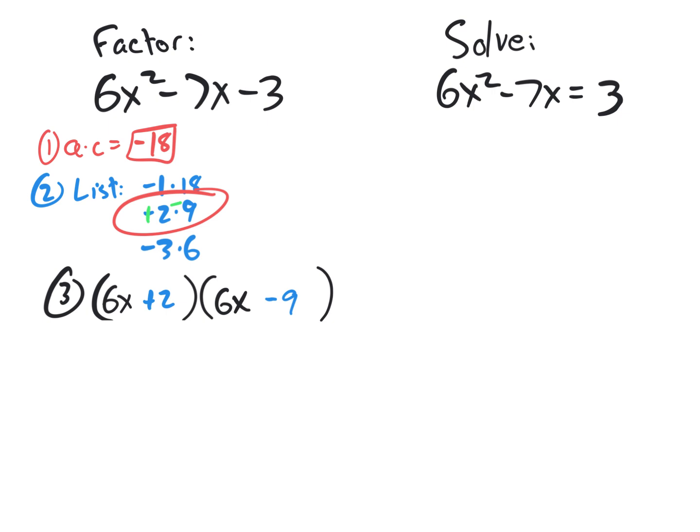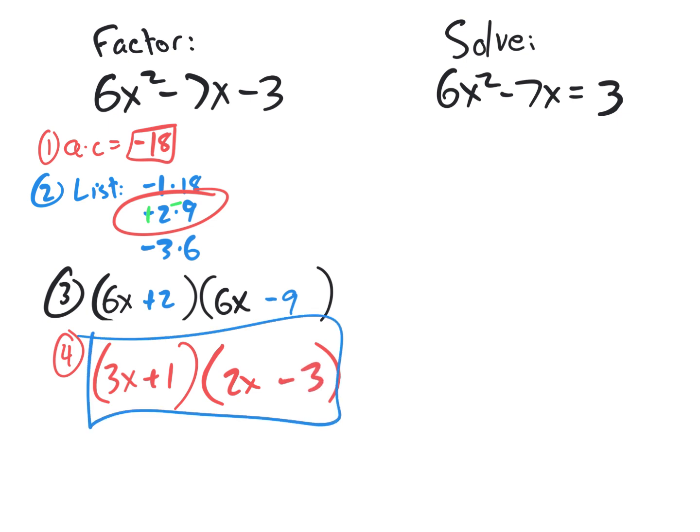And step 4 is where you get your answer by magically dividing each binomial by whatever you can. This first binomial, 6 and 2, you could divide both of them by what? By 2, right? So what do you end up with when you divide both by 2? Well, 6 divided by 2 is 3 with an x, and 2 divided by 2 is a 1. And this other one you can't divide by 2, but you could divide by what? By 3. So 6 divided by 3 is 2, and we're talking about 2x. And 9 divided by 3 is negative 3. And voila, we have factored. Okay, here's our answer for the factored form of the original.